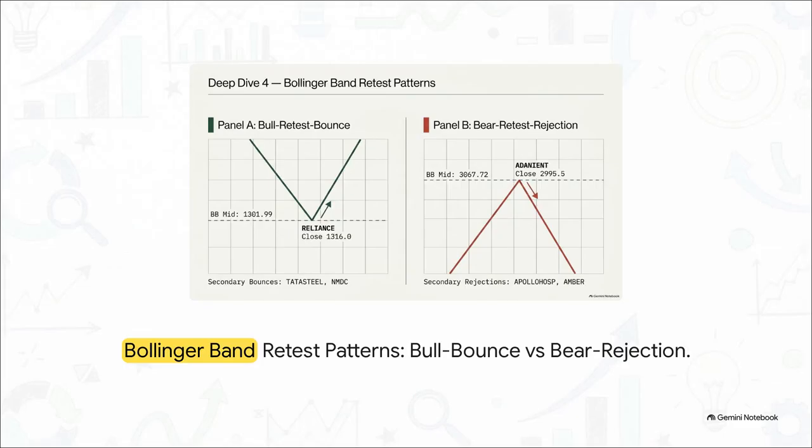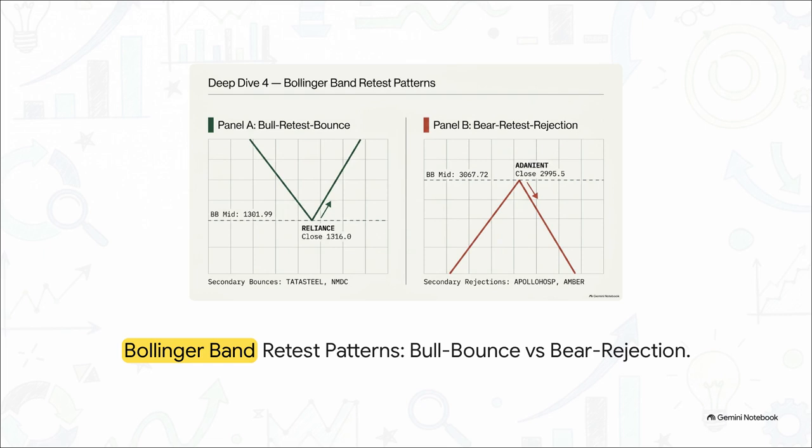The Bollinger Band retest is a core quantitative pattern in this report. Essentially, it measures whether a stock statistically bounces off or outright rejects the midband after an initial price movement. On the left side, panel A illustrates the bull retest bounce. That's where the price comes down to the midband, finds solid support, and pivots back up. Pretty straightforward, right? Then on the right, in panel B, we have the bear retest rejection.